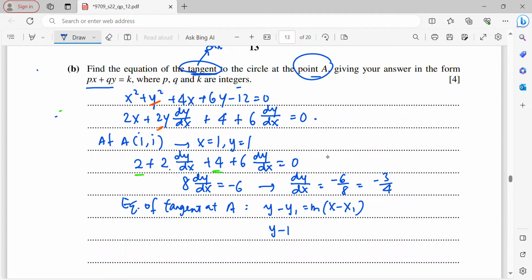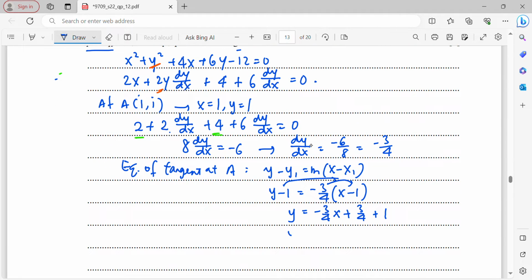So y minus 1 equals m, which is negative 3 over 4, times x minus 1. Okay, then from here, it will be negative 3 over 4 x. This one times in, it will be plus 3 over 4. And this minus 1, you move to the right side, becomes plus 1. Then I will be getting y on the left hand side. Which means final answer, your y is negative 3 over 4 x, plus 3 over 4 plus 1, which is basically 7 over 4. So this is the equation of the tangent at A.